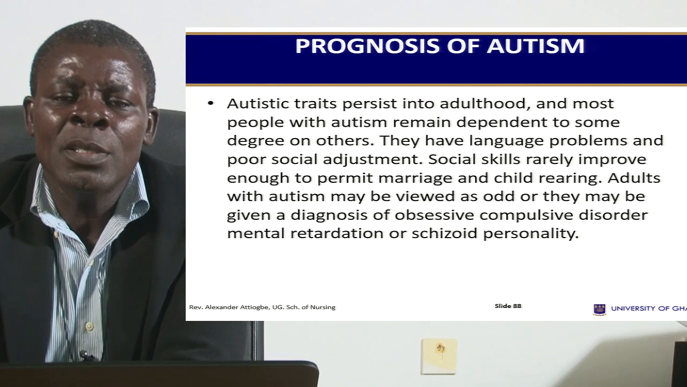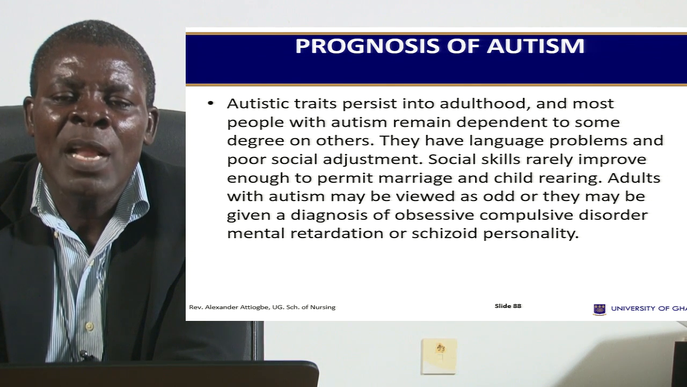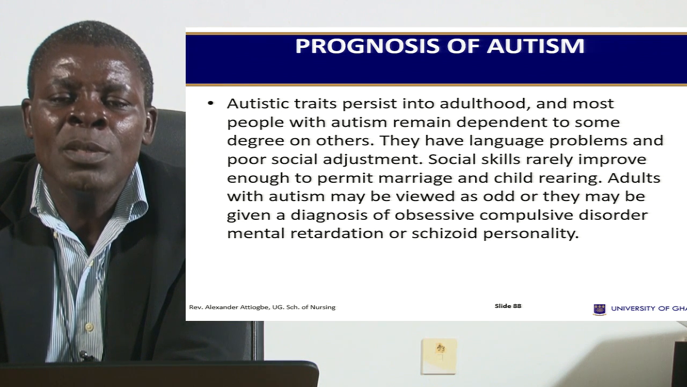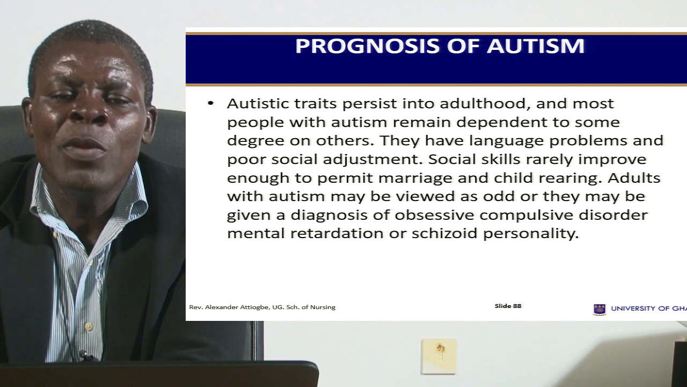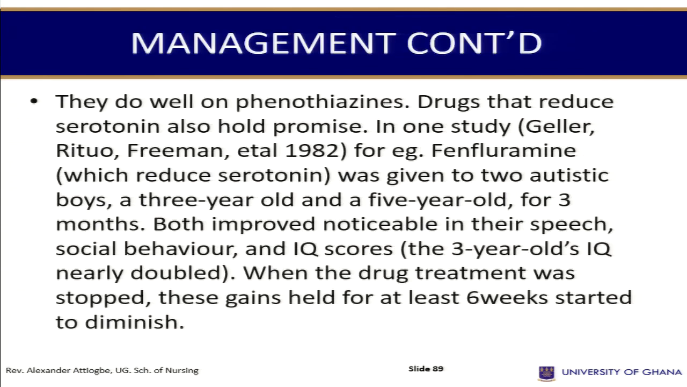Autistic traits persist into adulthood, and most people with autism remain dependent to some degree on others. They have language problems and poor social adjustment. Social skills rarely improve enough to permit marriage and child rearing. Adults with autism may be viewed as odd, or they may be given a diagnosis of obsessive compulsive disorder, mental retardation, or schizoid personality. How do we manage autistic children?